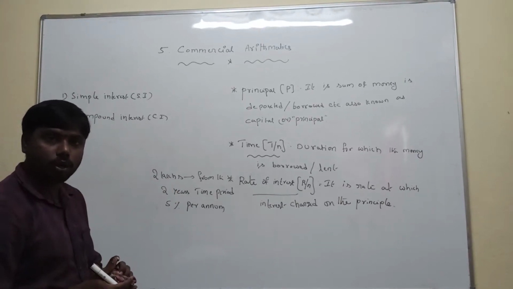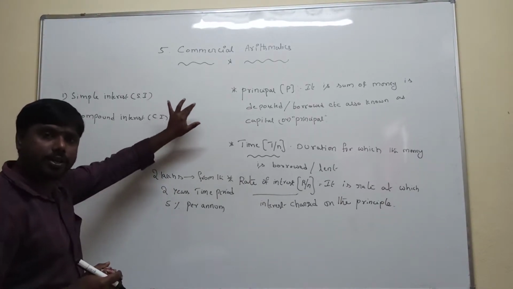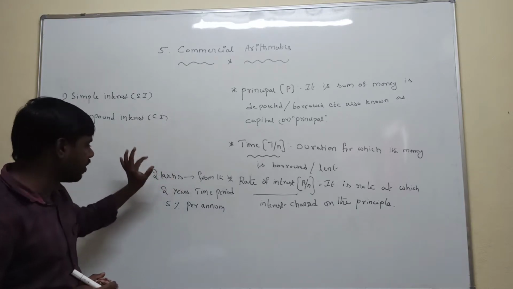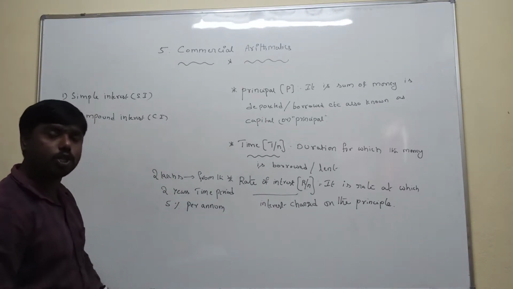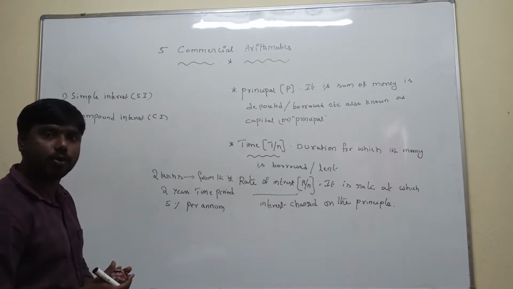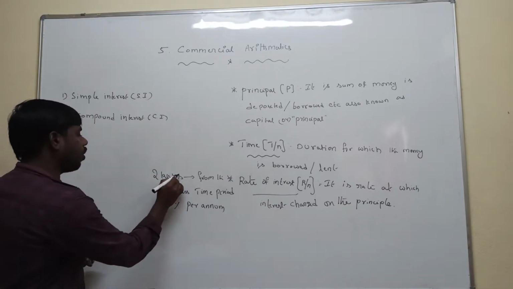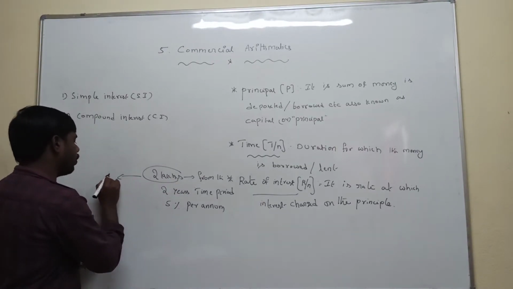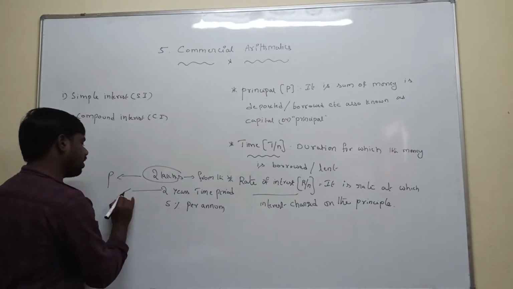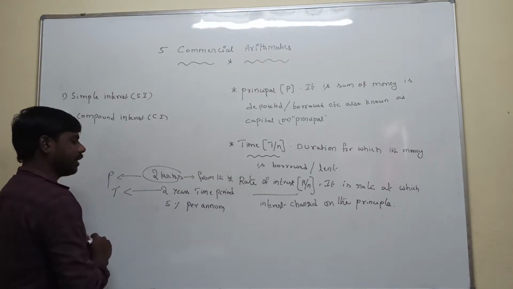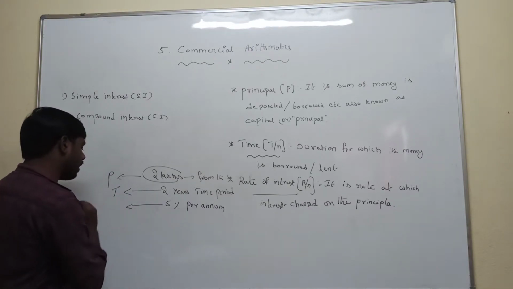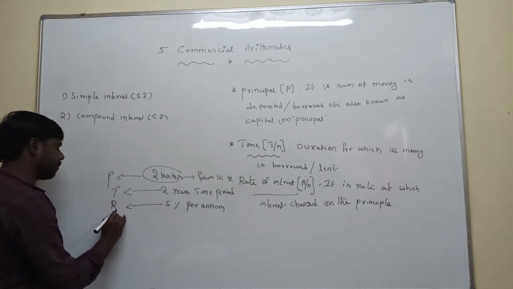I am taking a loan of 2 lakhs from the bank, and they also give a 2 year time period. So per year how much percent do we have to give? 5% per year. 2 lakhs is called the principal amount. 2 years is the time period, denoted by capital T. 5% is the rate of interest, capital R.